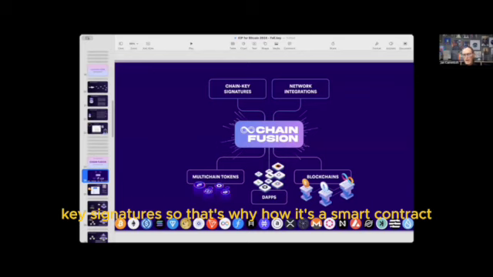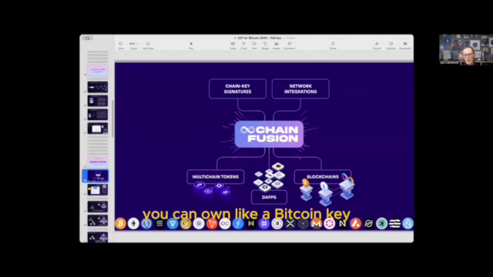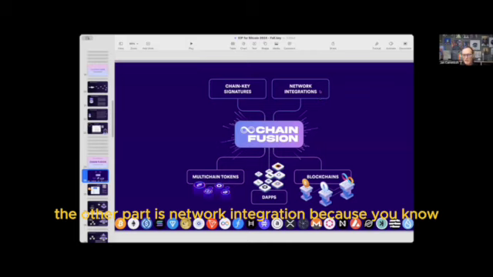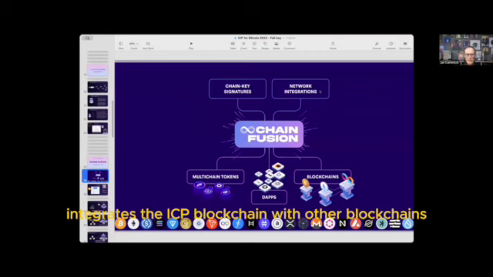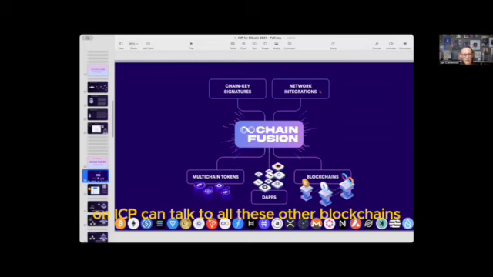So that's how, as a smart contract, you can own a Bitcoin key, you can own an Ethereum key, you can own a public key and sign authorized transactions with that. So that's one part. The other part is network integration, because it's not good enough if you sign things but you cannot talk to other blockchains. Network integration integrates the ICP blockchain with other blockchains, so that smart contracts on ICP can talk to all these other blockchains.